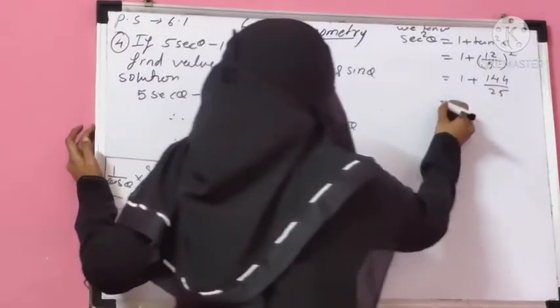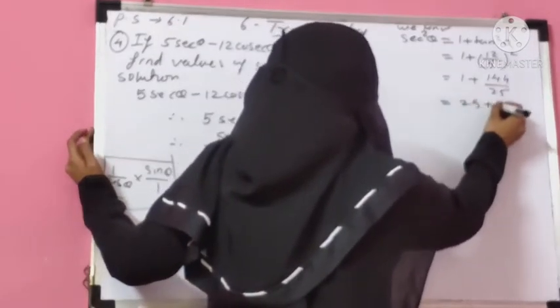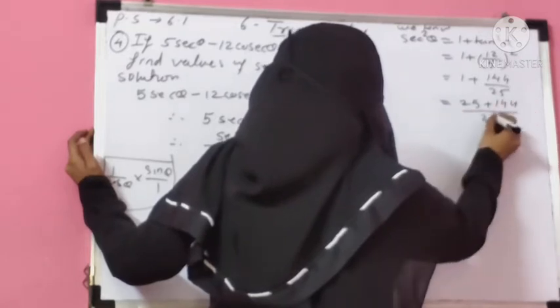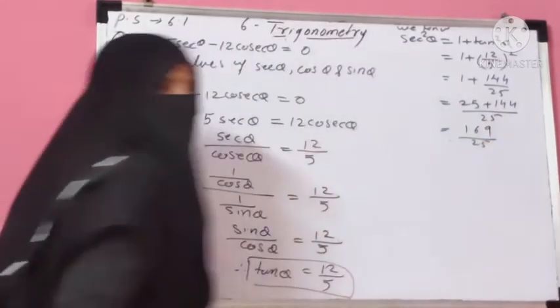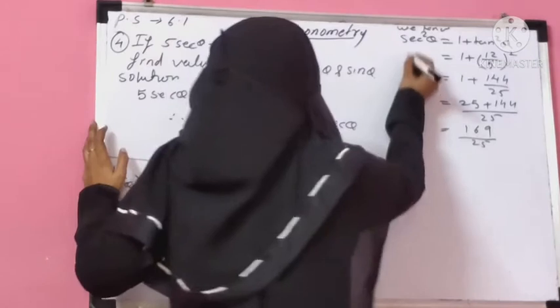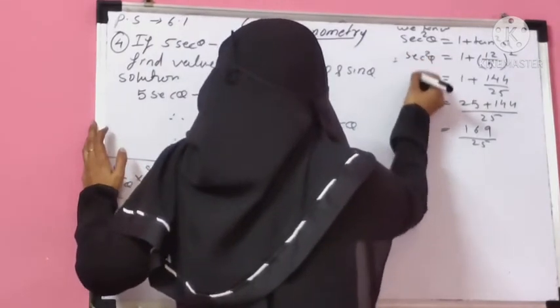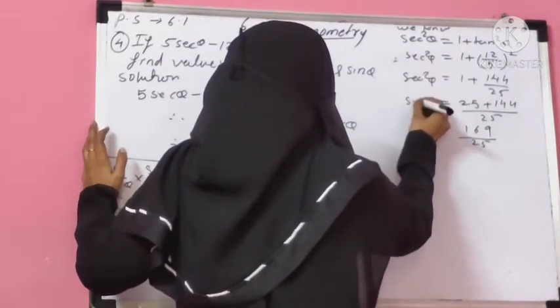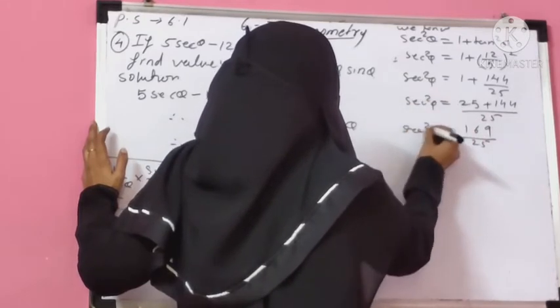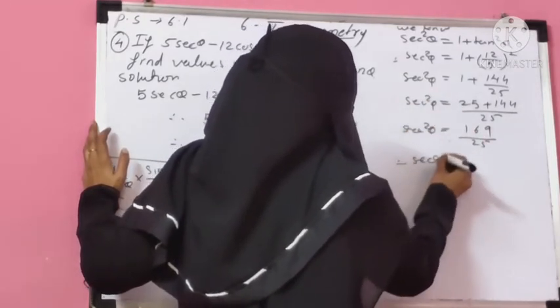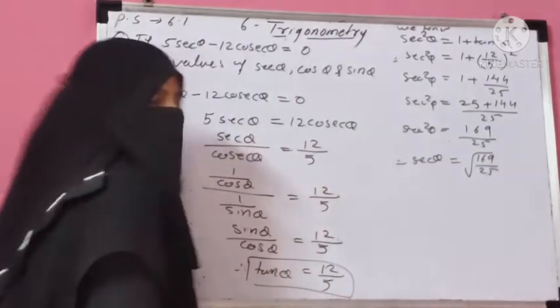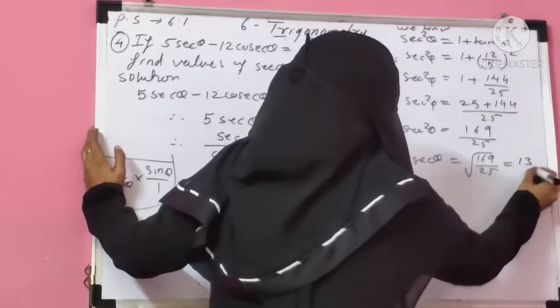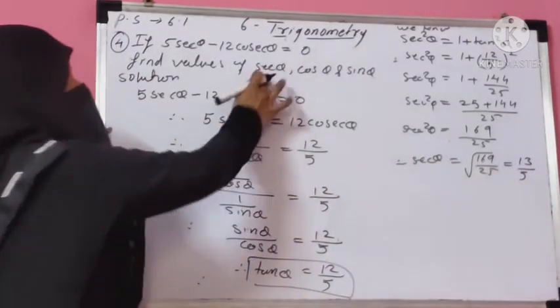Okay. Now cross multiply, 25 ones are 25, plus 144, divided by 25. It becomes 5 plus 4 is 9, 4 plus 2 is 6, 169 divided by 25. So you get here sec square theta. So therefore sec theta is nothing but under root 169 upon 25, that is 13 upon 5. Here you get the value of sec theta.